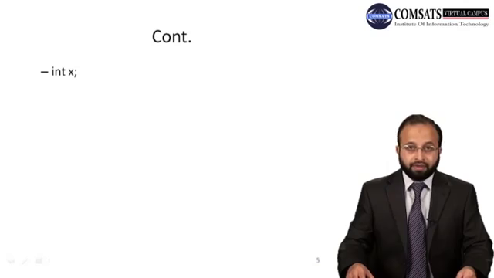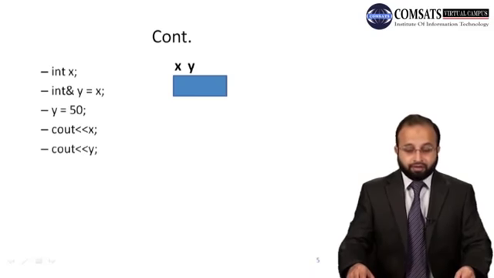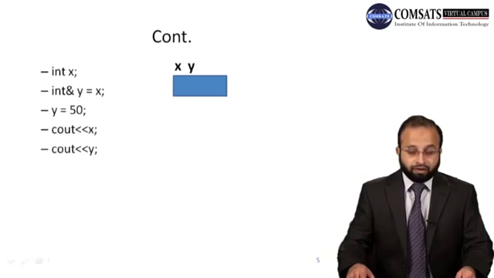For example, you declare a variable int x, and memory will be allocated for x. Then you create a reference variable y and initialize it with the variable x. This means that now y is the alias name for the memory associated with the variable x. Now you can access the same memory location using x and y. Then you execute the statement y = 50, then cout x, now 50 will be printed, cout y, again 50 will be printed. So the same memory location can now be accessed using two variables, x and y. You can see the reference variable is actually the second name for the same memory location.